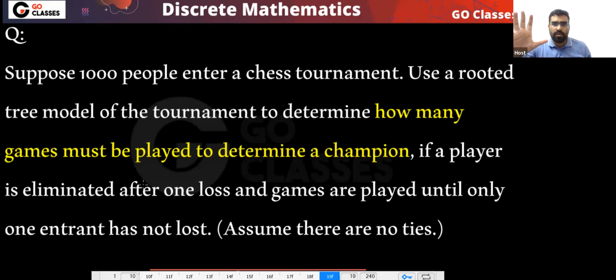Now let's solve this question. This is an application. From this question you actually have to find which type of tree you will get. Can anyone tell me? Read this question and tell me what the answer will be. This is a very simple question.